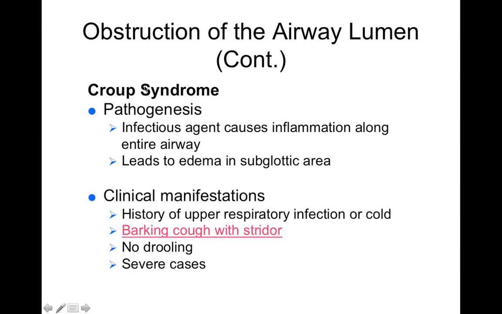Croup syndrome is basically an infectious agent that will infect the subglottic area, and it leads to edema here that basically causes this barking cough, and they call it croup cough. It kind of sounds like a bark, like a small dog barking. And you find this in children with a history of upper and lower respiratory tract infections. It won't cause drooling, but you're going to see croup with severe respiratory infections.